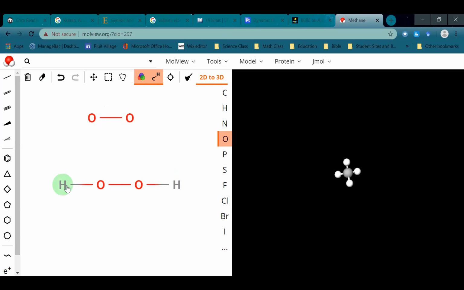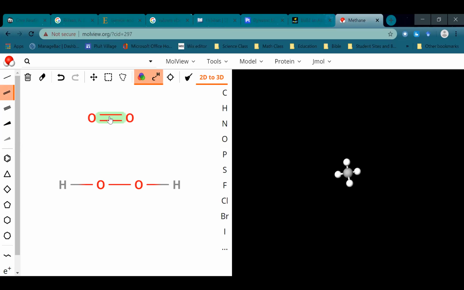It was a good guess to add the hydrogens, and that would work. It would just be a different molecule. Right? Any ideas what I could do here? You remember this one? Double bond.